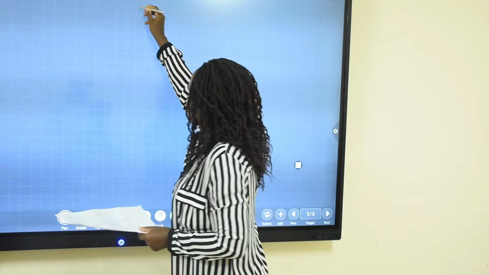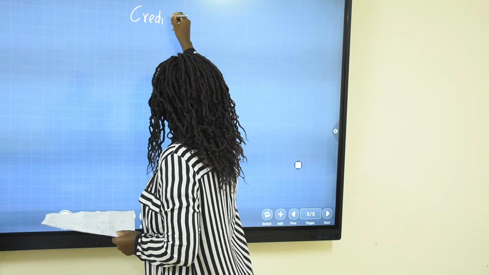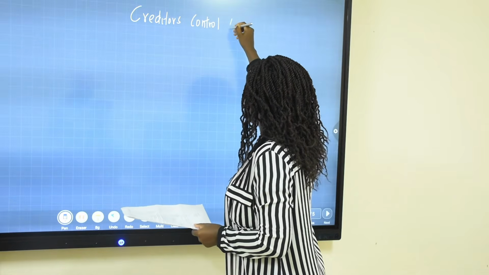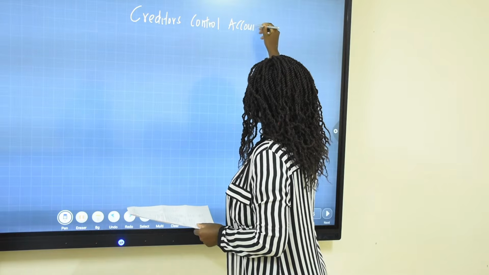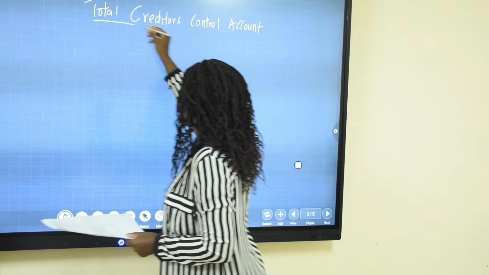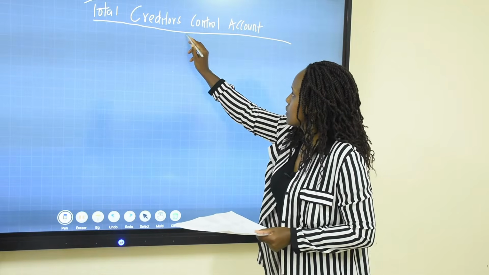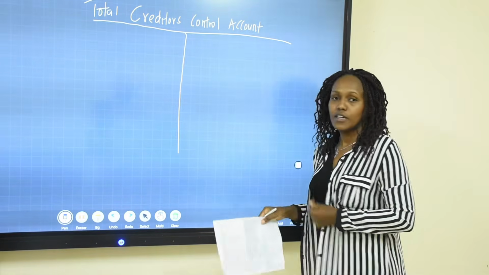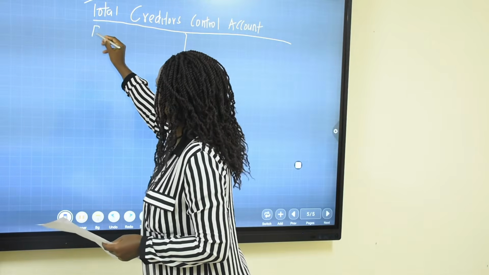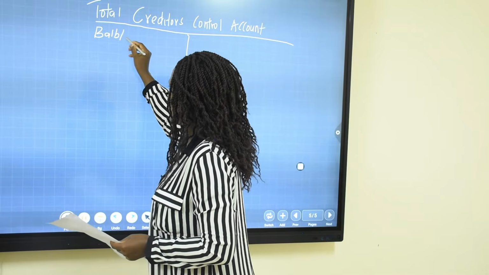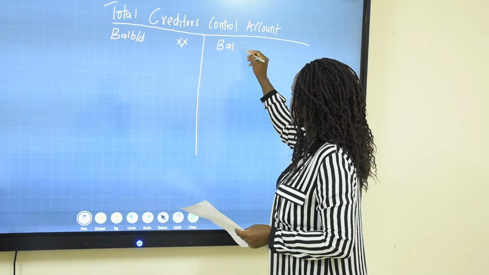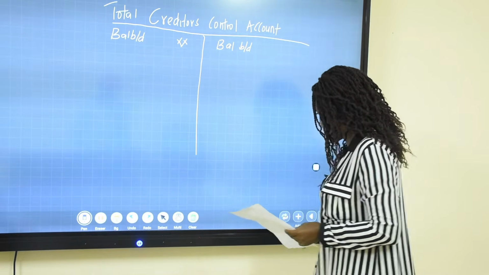So we are going to have creditors control account. Let me include the word total creditors control account. Like that. The process is the same. We are going to start by identifying the balances on both sides. We are going to identify the balance brought down on that side, and you also are going to identify here the balance brought down on this side.